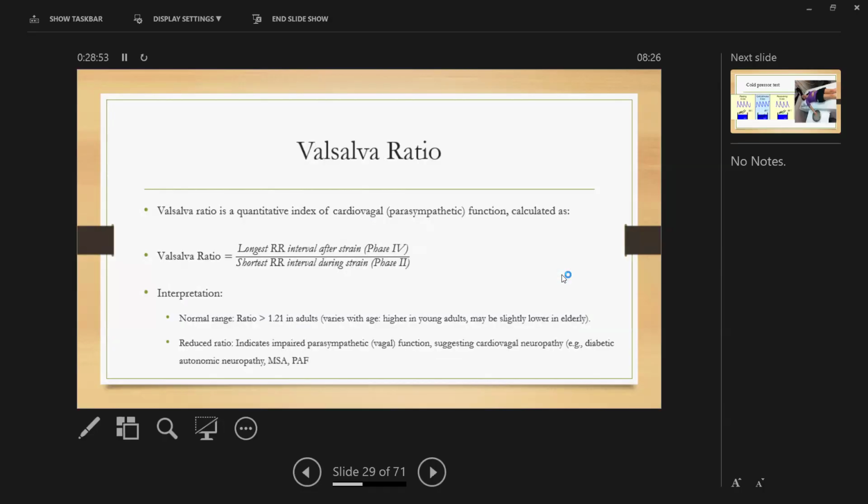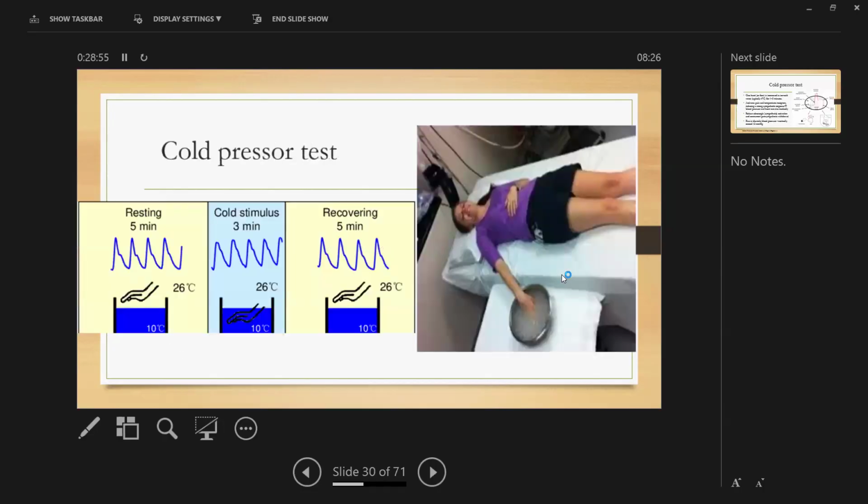The next test we are discussing is the cold pressor test. The cold pressor test mainly identifies sympathetic activity. Here we ask the patient to immerse the hand in cold water and keep it for around 3 minutes. Mainly the temperature must be less than 10 degrees Celsius, that is 4 degrees Celsius to 10 degrees Celsius. We must keep it for 3 minutes.